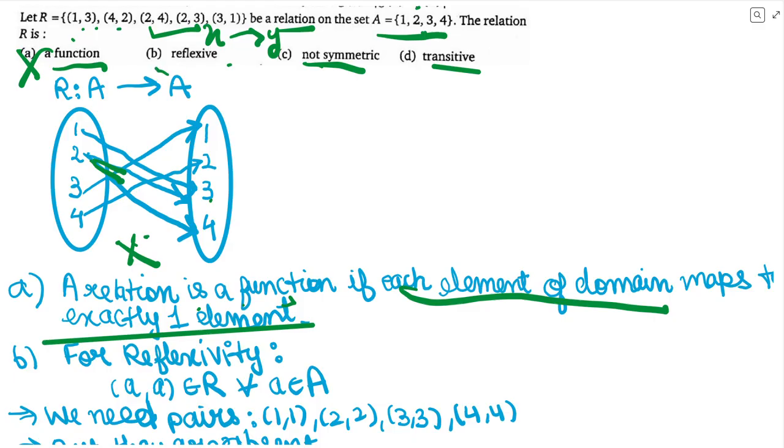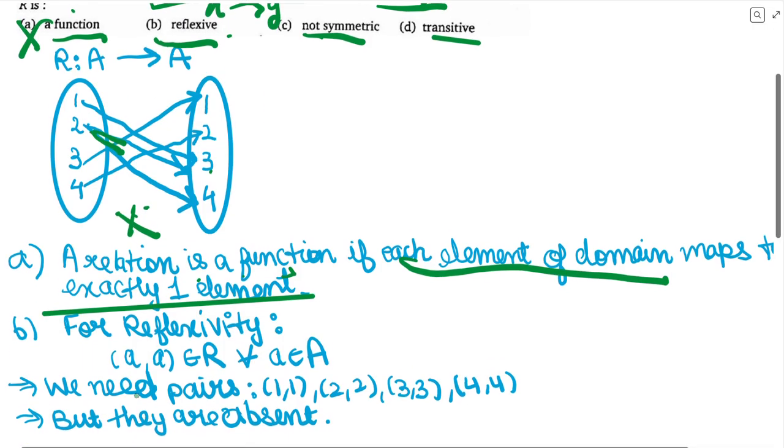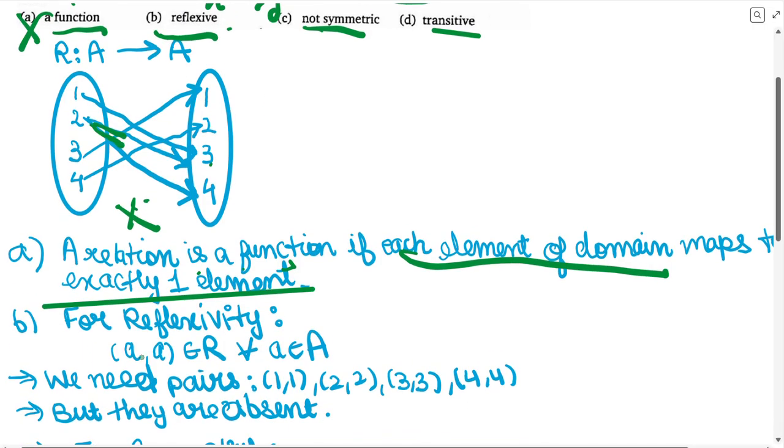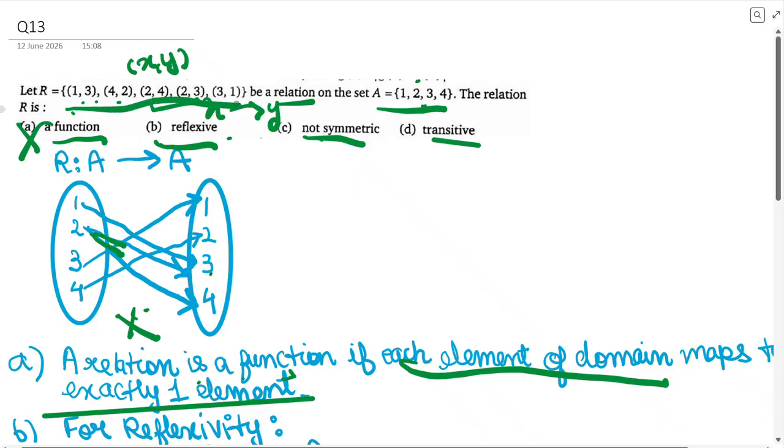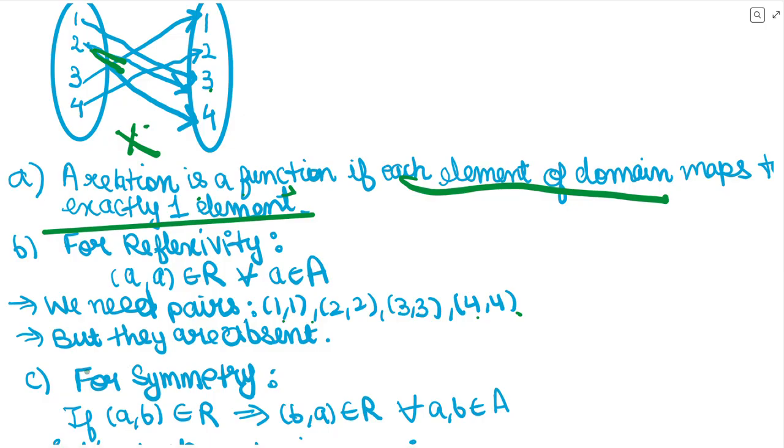All right. Now it is asking us to check for reflexive. For reflexivity, what is the condition? That (a, a) belongs to R for all values of a belonging to the set A. Then we need the pairs (1, 1), (2, 2), (3, 3) and (4, 4). But is there any pair like that in our given relation? No, everything is different, right? So they are absent. That means it is not reflexive.